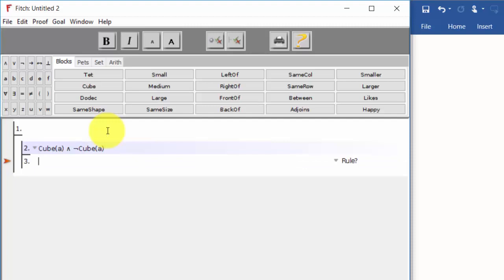All right, so I've introduced that assumption. There's no premises, and I've introduced that because I'm thinking, hey, doesn't that have to be false? And shouldn't I be able to show that that's false? That is, shouldn't I be able to show this? That it's not the case A is a cube and not a cube. All right, in order to do that, from the assumption that I introduced in 2, I need to generate a contradiction.